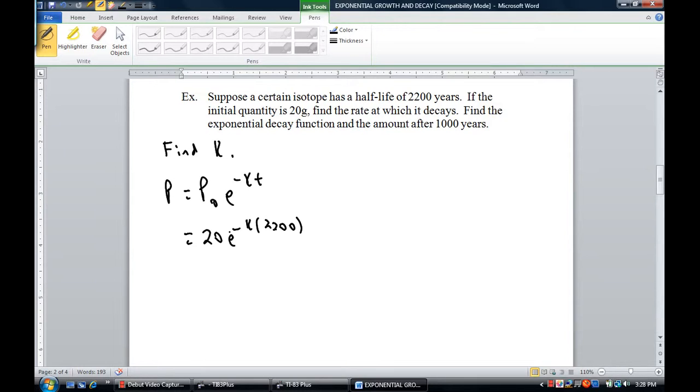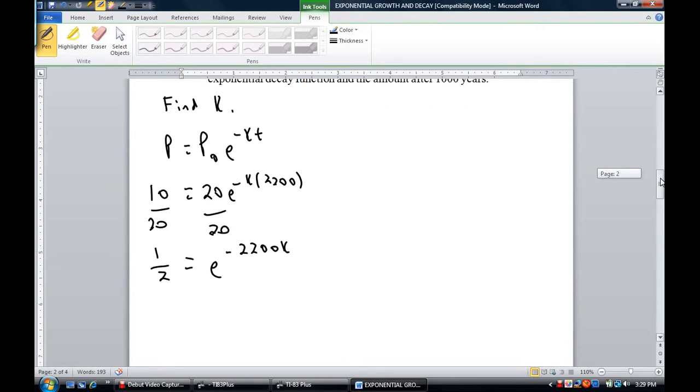So half of 20, I just told you the answer. Half of 20 is 10. So after 2200 years, it decays from 20 grams to 10 grams. Now we're going to solve it using the same steps as we did in the previous problem. We're going to isolate the exponential part first by dividing both sides by 20, which is going to give us 1/2 or 0.5. And then I'm going to write this as negative 2200k. Makes it easier to see and to work with.